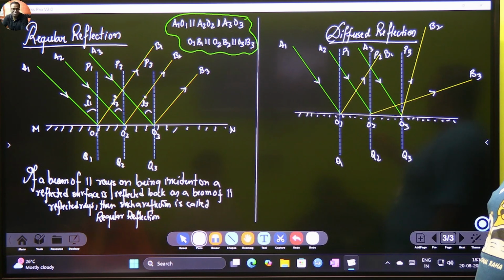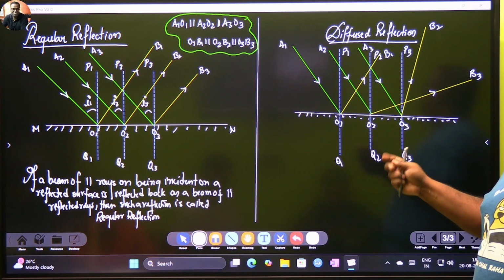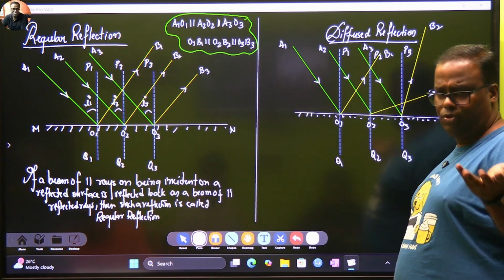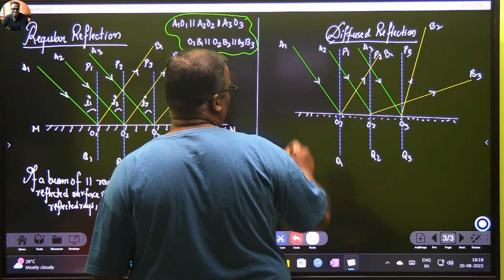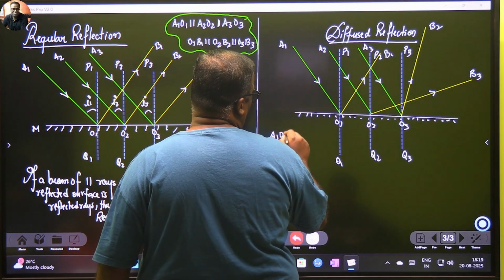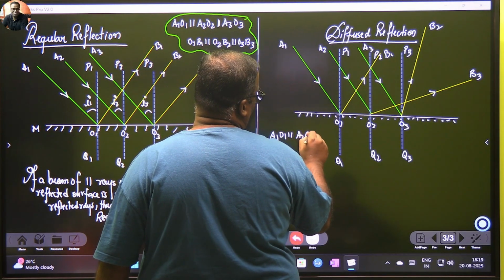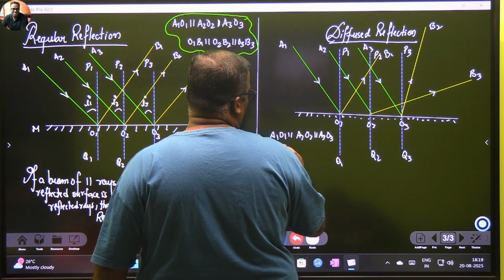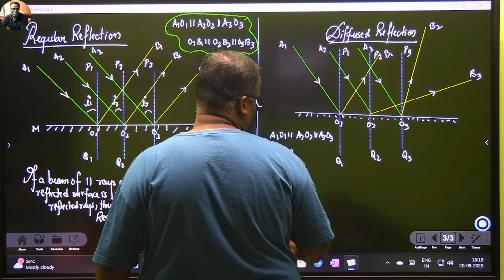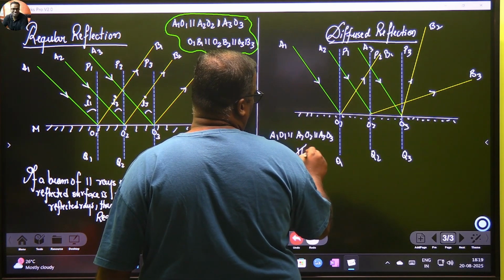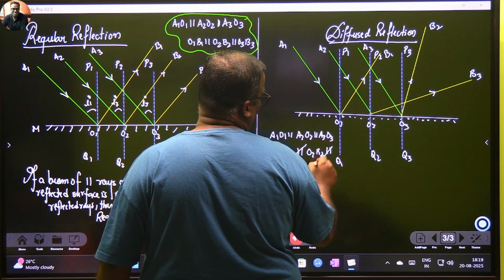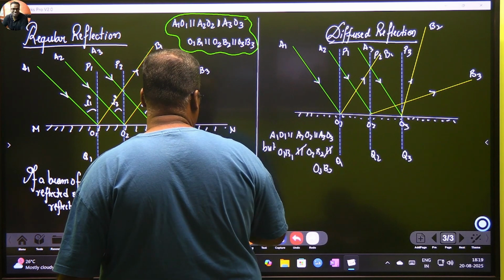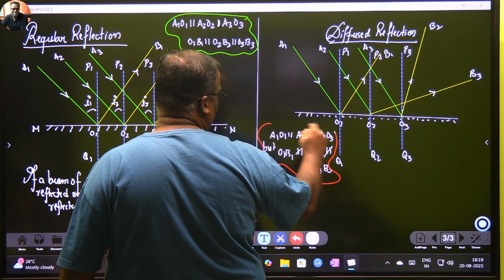If a beam of parallel incident rays is reflected as non-parallel reflected rays, then such a reflection is known as diffuse reflection, right? So the criteria here is A1O1 is parallel to A2O2 is parallel to A3O3, but O1B1 is not parallel to O2B2, is not parallel to O3B3. Now this is the criteria that's happening in diffuse reflection. This is what needs to be met.